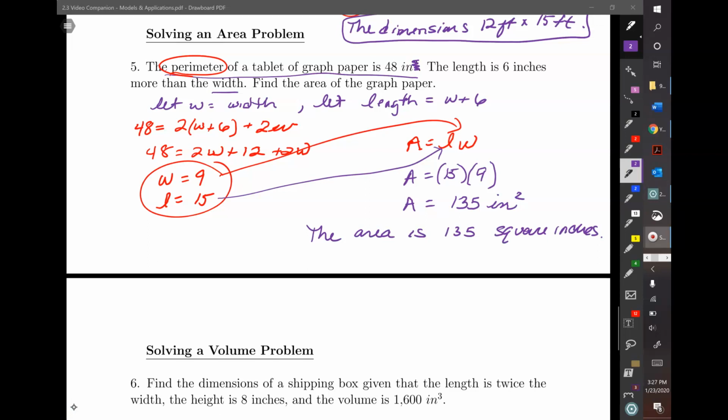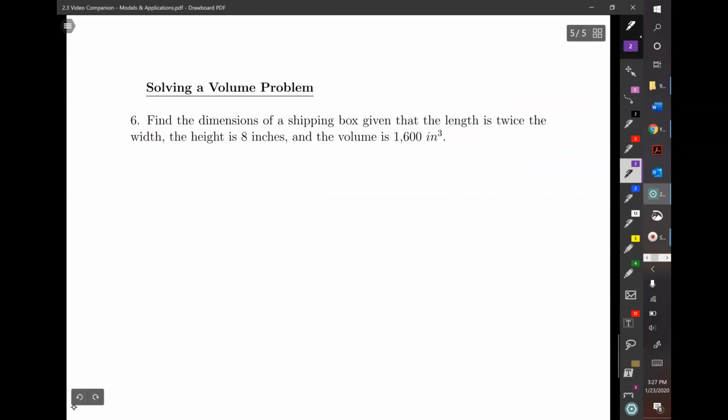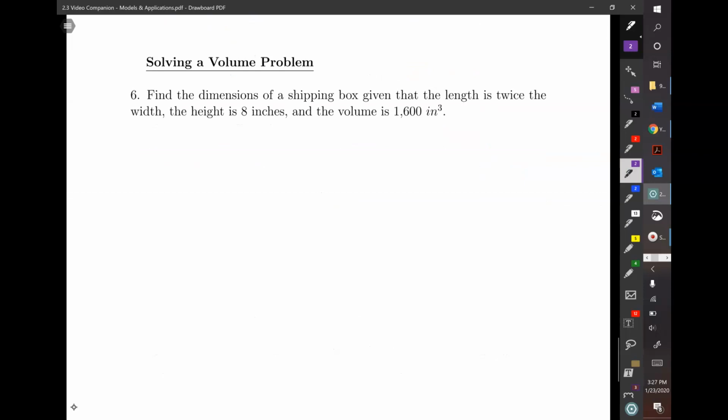So now we have one more problem, a volume problem. And this reads number 6, find the dimensions of a shipping box given that the length is twice the width, the height is 8 inches, and the volume is 1,600 cubic inches. So using your volume formula, V equals length times width times height, just need to get everything in proper relationship with one another. So see if you can figure that out, and I'll go through that in a minute. So pause the video and try.